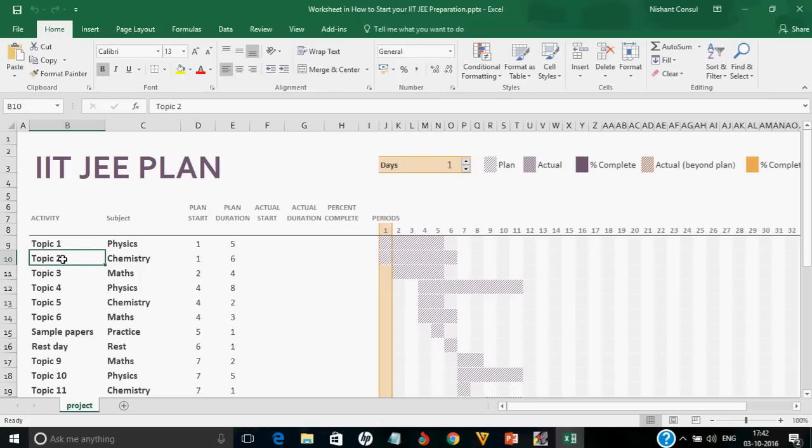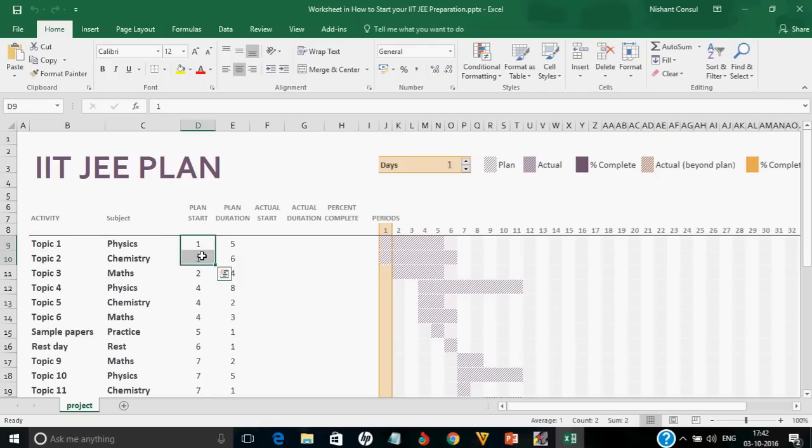You have to give a planned duration. Let's say the first topic is going to take 5 days, the second topic is going to take 6 days. Then you have to write on which day the third topic will start. Let's say it starts on the second day, or it may start on the fourth day. I recommend that you do 2 topics simultaneously, but not more than 2.